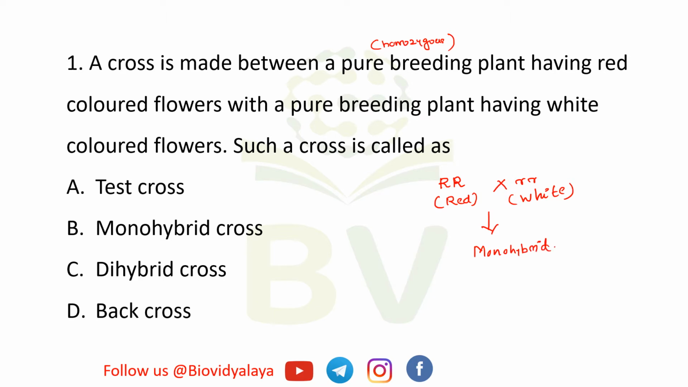Here we are considering one trait. That's why it is monohybrid. In dihybrid cross, we are taking two traits at a time. That is called dihybrid. So the correct answer is option B, monohybrid cross.